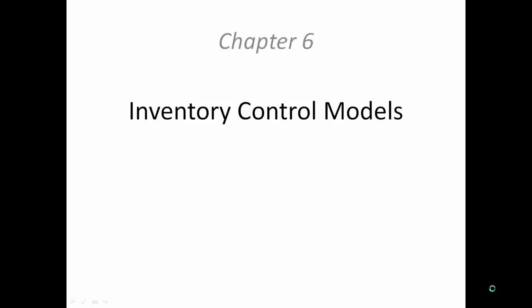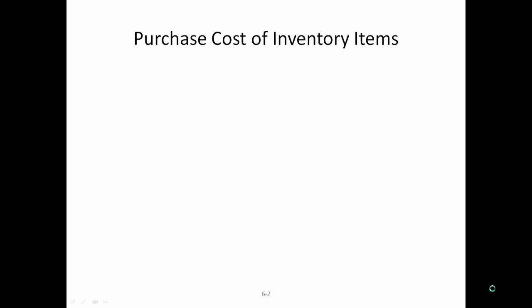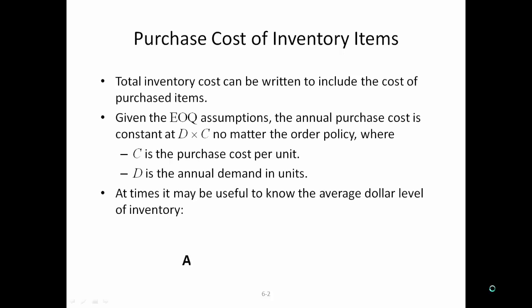In this section, we will continue our discussion on inventory control models. We'll discuss the purchase cost of inventory items. When we look at the total cost of the inventory, it has to include the cost of the purchased items. Here we have our variables associated with our formula: the cost of the items per unit and the annual demand.